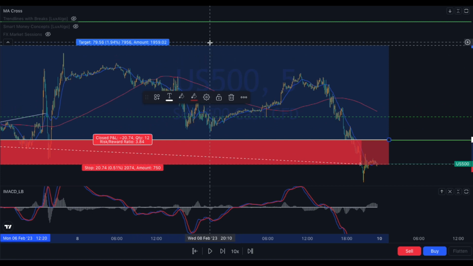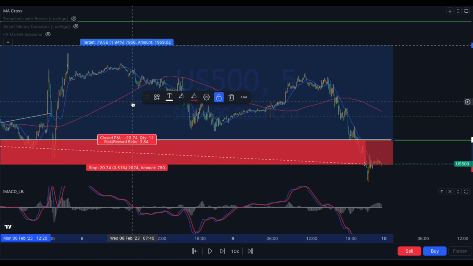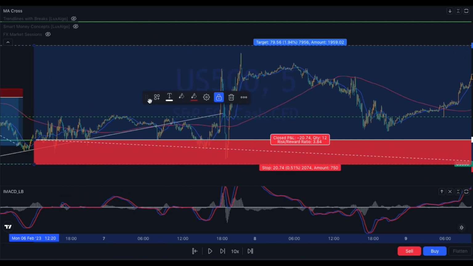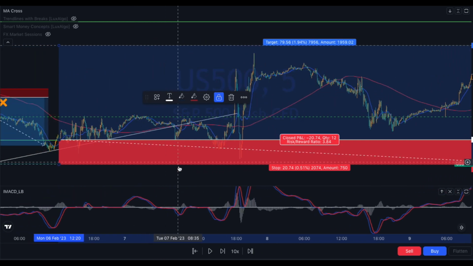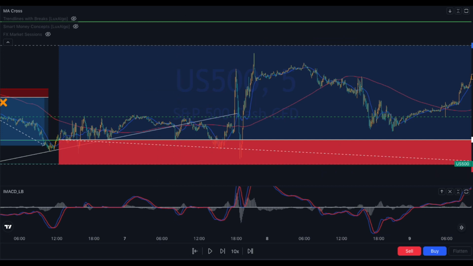Actually, let's lock this in place for now. Okay, so there was a couple of instances when I would have brought in a trailing stop. The first instance is this over here. So this level over here, I could have brought in a trailing stop.